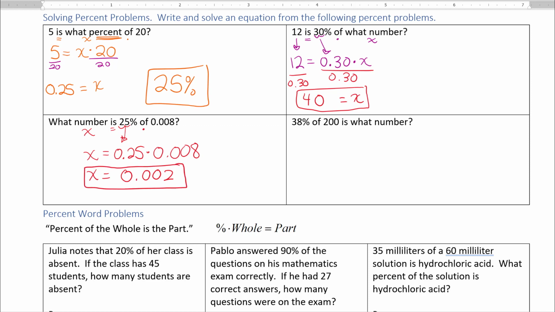You should be trying these along on your calculator to make sure that you're typing it in correctly. Next problem: 38% of 200 is what number? We change all percents into decimals, so that's 0.38. "Of" means multiply, 200. "Is" means equals what number? Well, I don't know, so that's going to be x. Again, this is already solved for x, so all I need to do is multiply 0.38 times 200, and that gets me 76. So 38% of 200 is 76.